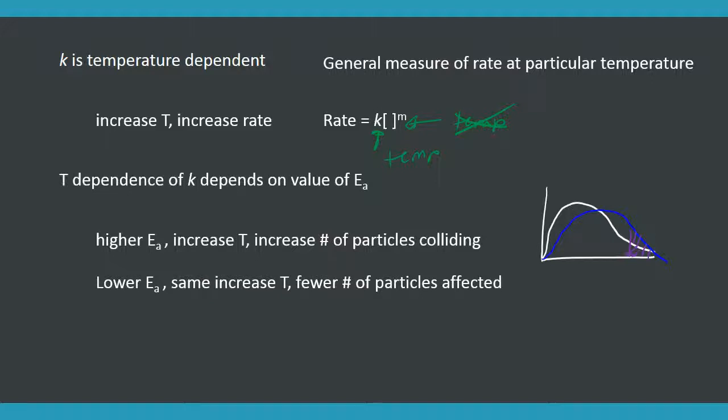If we have a lower Ea, we already have a lot of particles available for a reaction to take place. If you increase the temperature by the same amount, not as many particles are affected overall, even though my drawings are very bad.